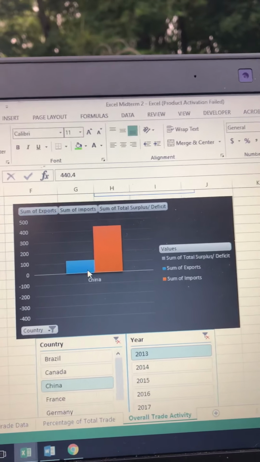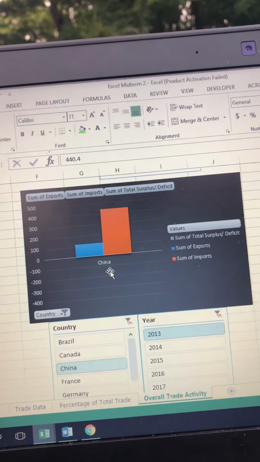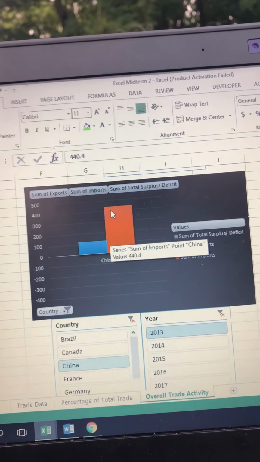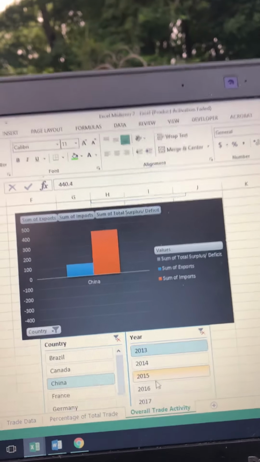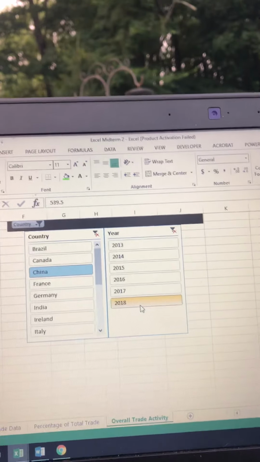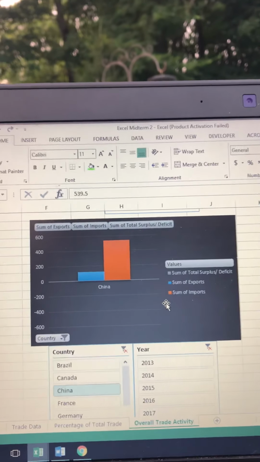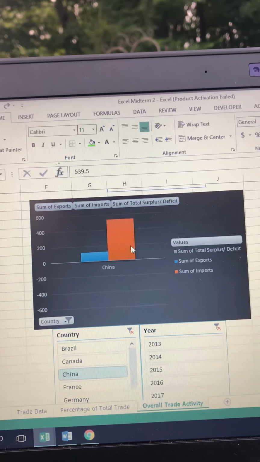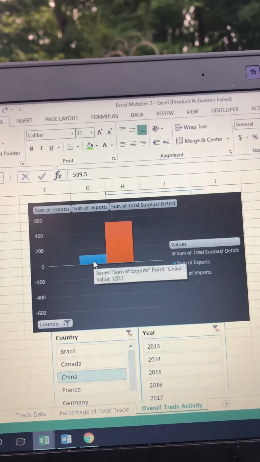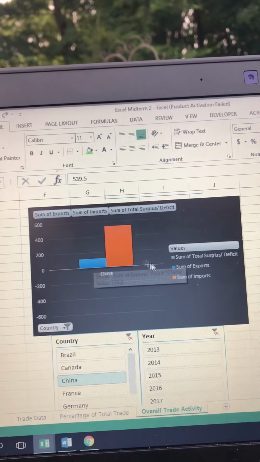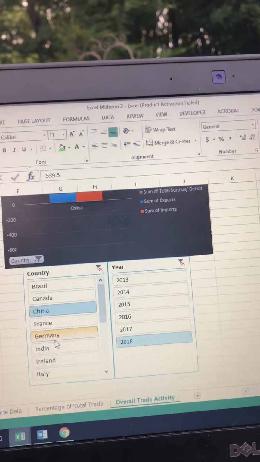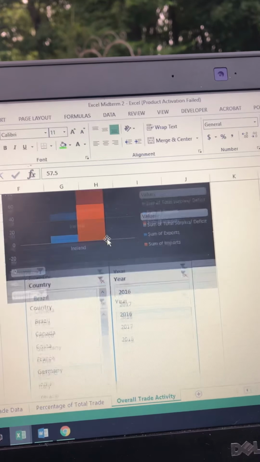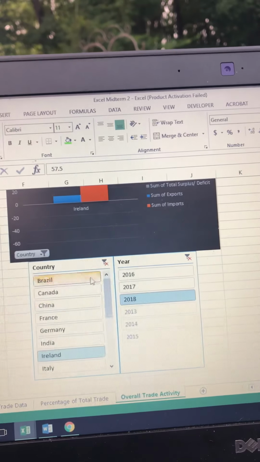Yeah, okay, so you can see here, our imports compared to our exports in China in the year 2013 is a big difference. It's roughly 440 billion compared to our exports of 122 billion. That's bad. And we could see how that trade deficit has increased throughout the years. Over here we have a deficit of 539 billion compared to 120 billion. So we're still in a significant deficit. So that's why this China trade is really important to us, because we've got to fix something with that. And you could see different countries and different things.